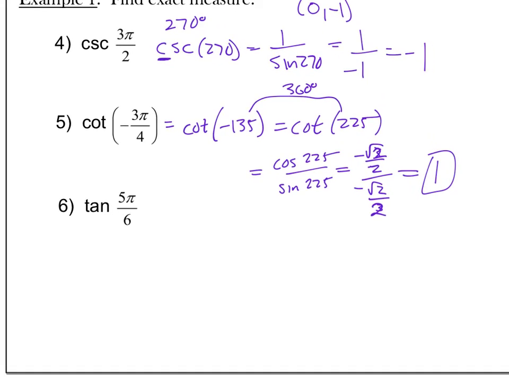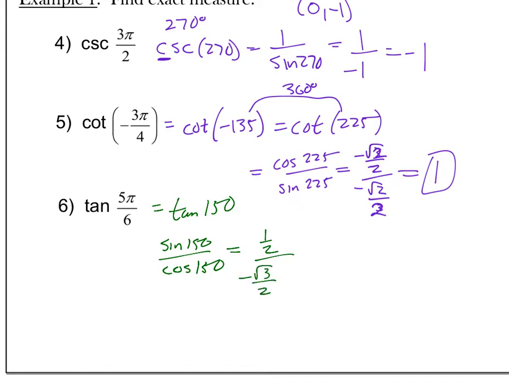Last one, tangent of 5 pi over 6. Quick conversion means that that's 150. So you want sine of 150 over cosine of 150. So what does that end up being? That ends up being sine of 150 is 1/2, cosine of 150, negative square root of 3 over 2.